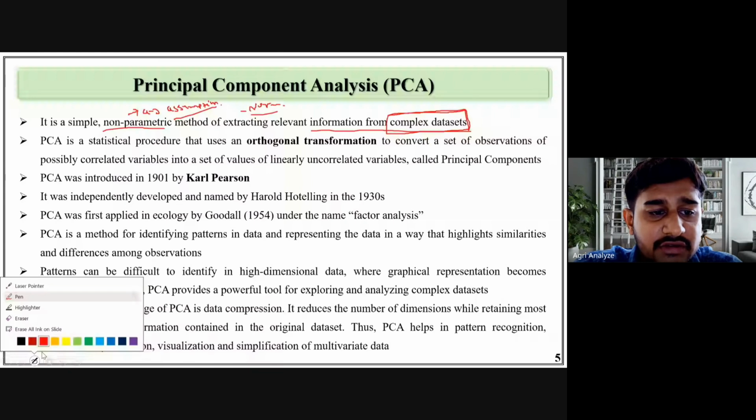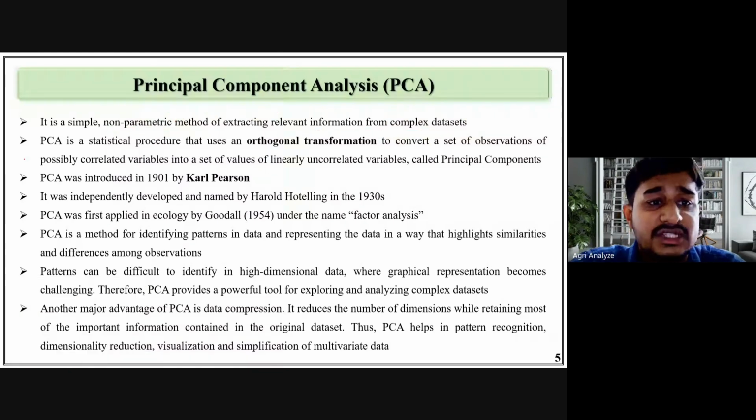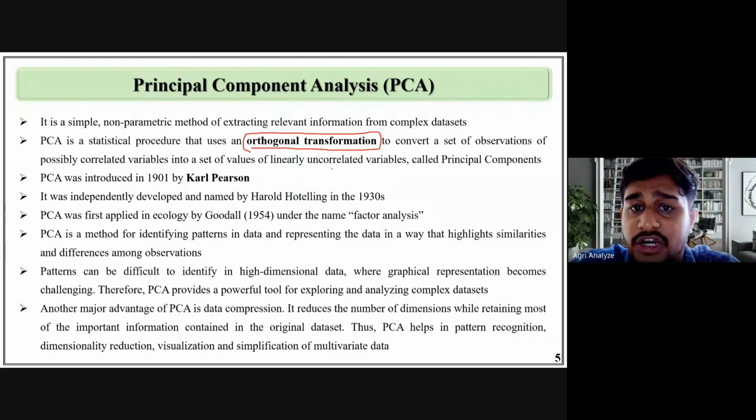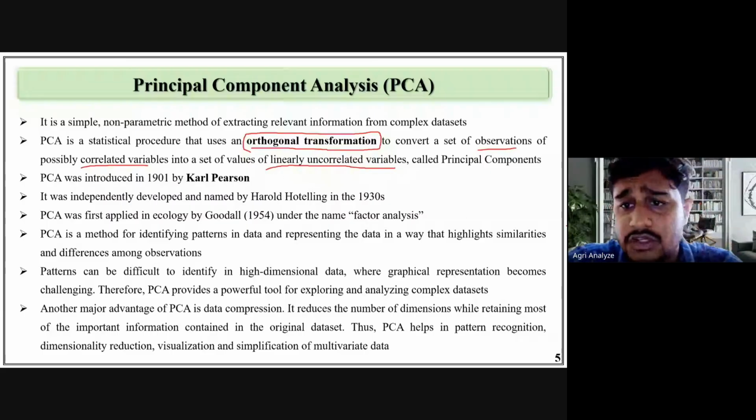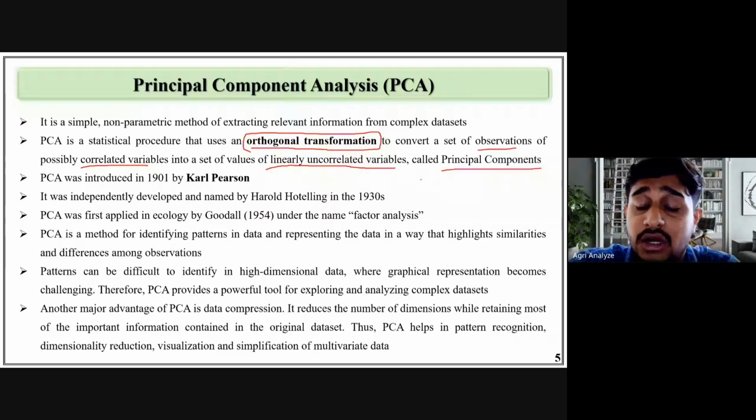High dimensional because we have multivariate data. So PCA is a statistical procedure that uses orthogonal transformation. Why orthogonal transformation? Because it transforms the original correlated variables into uncorrelated variables, to convert a set of observations of possibly correlated variables into a set of values of linearly uncorrelated variables. Why linearly? I will explain in the next slides. That's why they are called principal components, which are orthogonal to each other, or uncorrelated with each other.